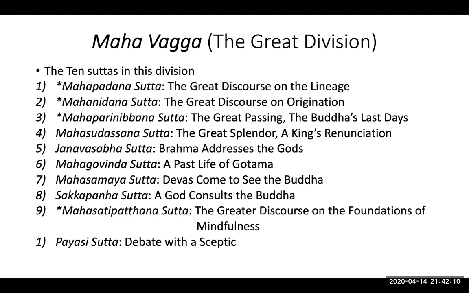And if you look at the Mahavagga, the 10 suttas in Mahavagga, can you see there's Brahma addressing the God, and Deva comes to see the Buddha, or God consults the Buddha. Okay, so you can see some God naming appear here. So as you see the word God or Deva in Mahavagga, 31 realms are introduced in Mahavagga.